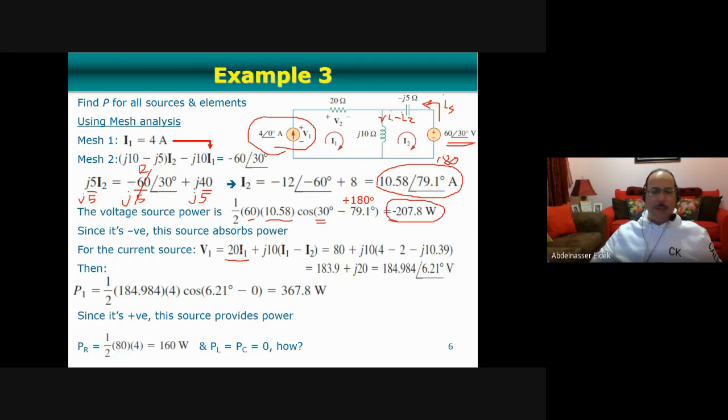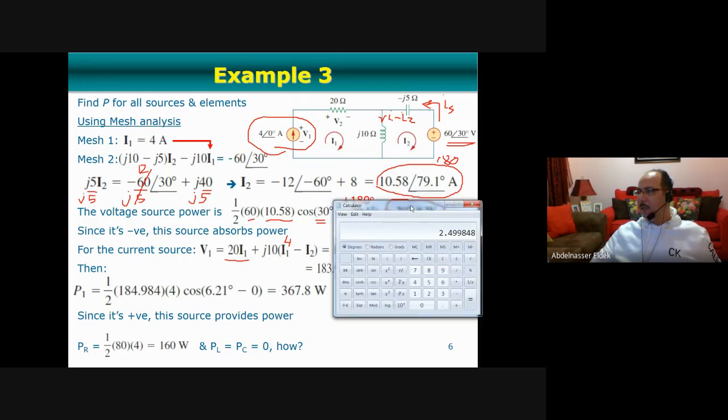So of course I1 is 4, so 20 times 4 is 80. And this one is 4 also, and I2 is given here. So you just need to transfer this from amplitude and phase to real and imaginary to be able to add or subtract. So I2 equals, you can calculate it here.